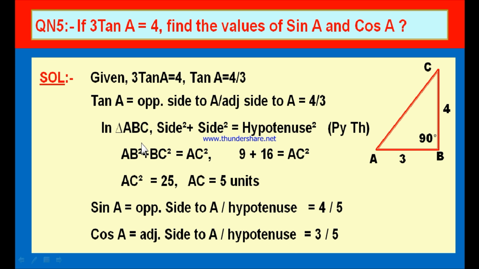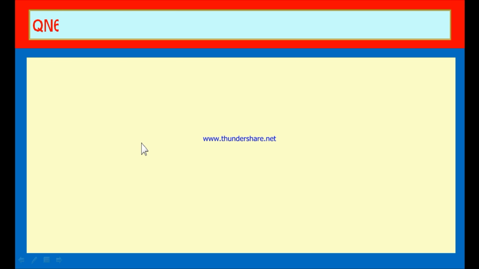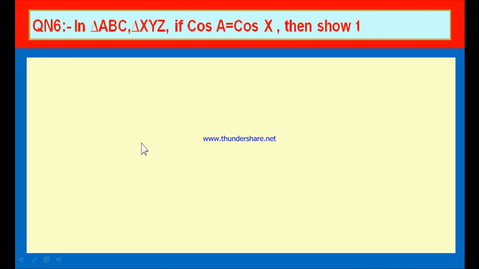Good. Now look at question number 6. Here is question number 6. In triangle ABC and triangle XYZ, if cos A is equal to cos X, then show that angle A is equal to angle X. I shall repeat. In triangle ABC and in triangle XYZ, it is given that cos A is equal to cos X. Then what to prove? We have to show that angle A is equal to angle X.